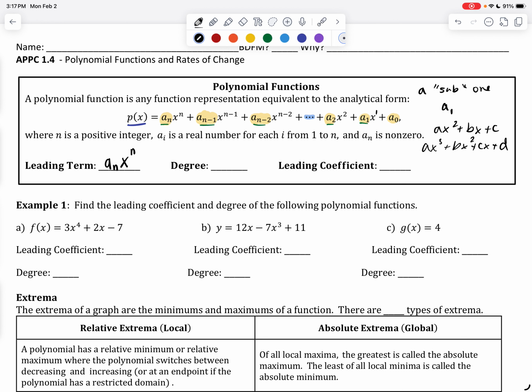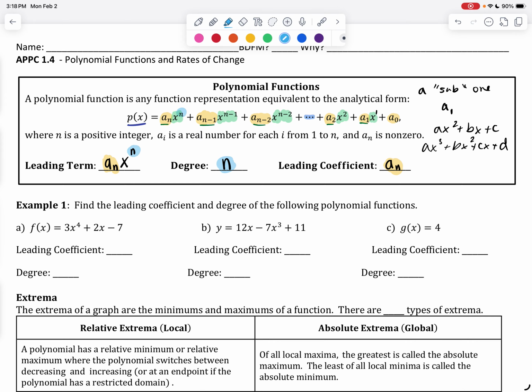So that highest power appearing in the leading term, where the term is the whole piece, the degree is that power, that highest power. For a cubic, the degree is 3. For a quadratic, the degree is 2. The leading coefficient is just that number being multiplied by your x. So leaving out the x, the leading coefficient is just that piece being multiplied. It is a real number. It may be rational or irrational. And our degree we see in that highest power.